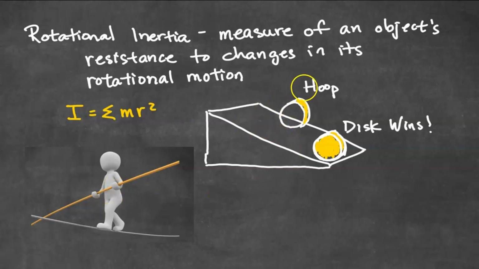Here we have the classic hoop and disc race. They both start on the top of the ramp. We release them, we let them go. Which one gets to the bottom first? And every time we do this, the disc wins.